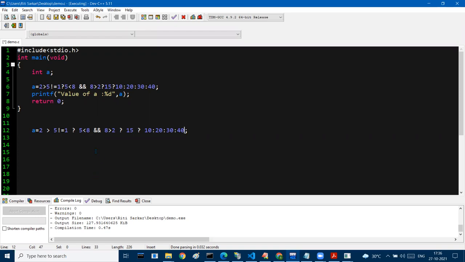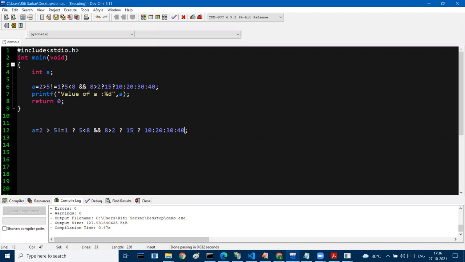First, check it out: syntactically, is this statement okay or not? Three conditional operators means three question marks and three colons. How many colons do you have? 1, 2, 3, and three question marks, 1, 2, 3. So there is no question of syntactical error. Suppose by mistake you write here a 50, then there is no point of continuing, because this is a syntactical error. How can four colons be there where three question marks are there? So we have to be very careful.